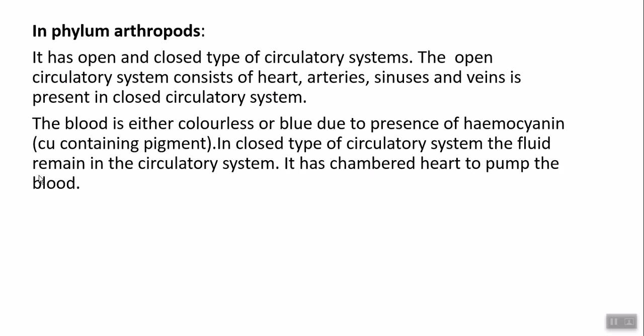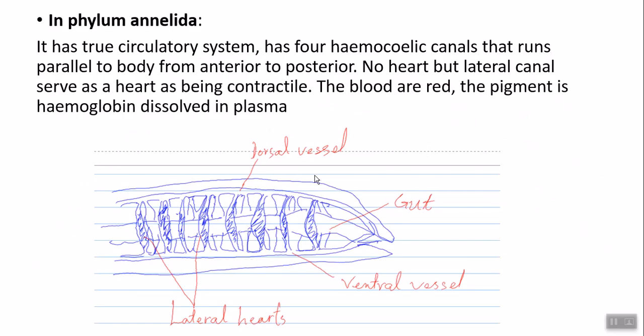So these arthropods have a heart-like structure that helps to pump the blood. Arthropods have either colorless blood or blue blood, and blue blood is due to the presence of hemocyanin. Red blood is due to the presence of hemoglobin.